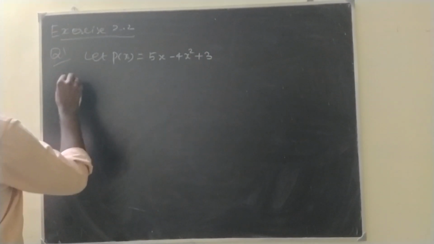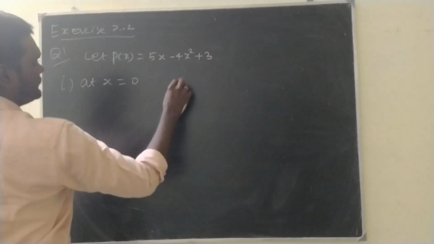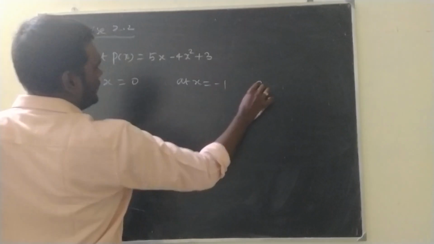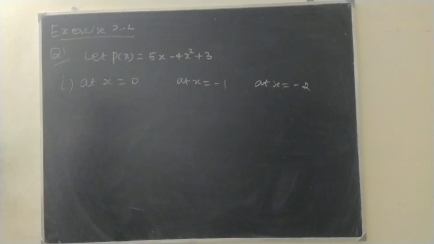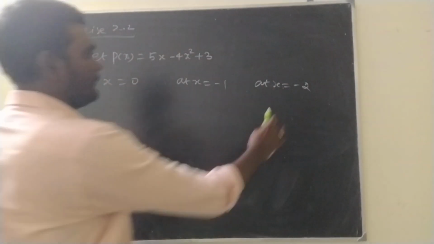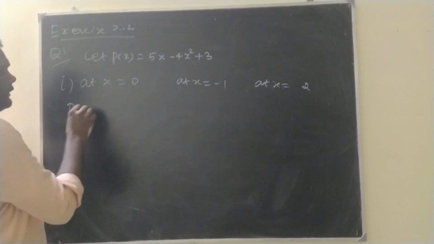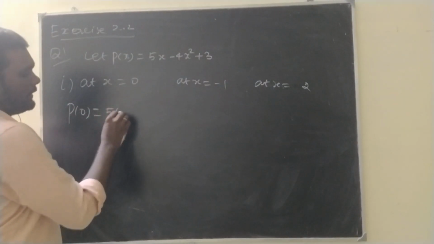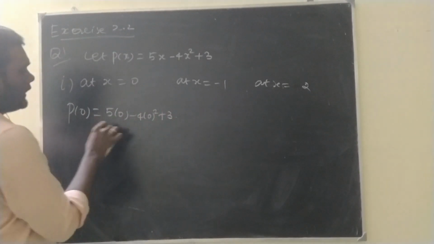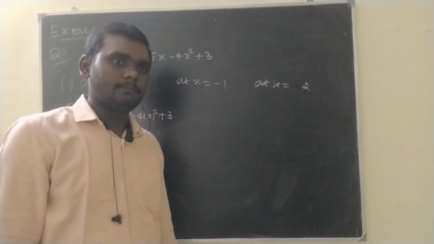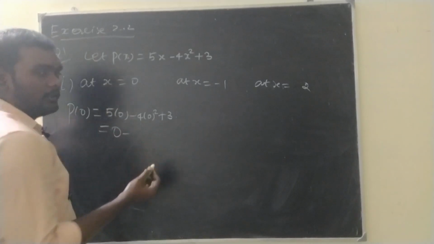And we need to find the value of this polynomial at x equal to 0, at x equal to minus 1 and at x equal to minus 2. Minus 2 or plus 2? Plus 2. So now P of 0 we calculate. What is P of 0? 5 into 0 minus 4 into 0 square plus 3. 5 into 0 is 0, right? 0 minus 4 into 0, 0, right?